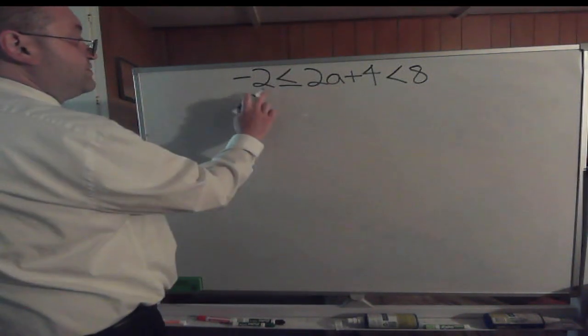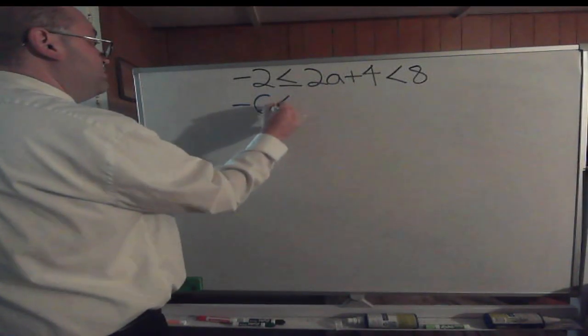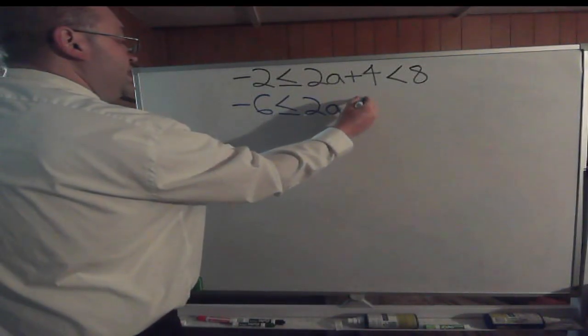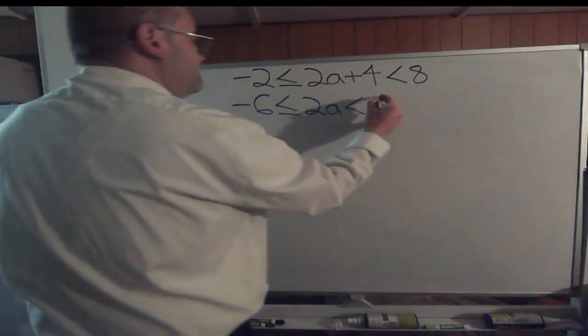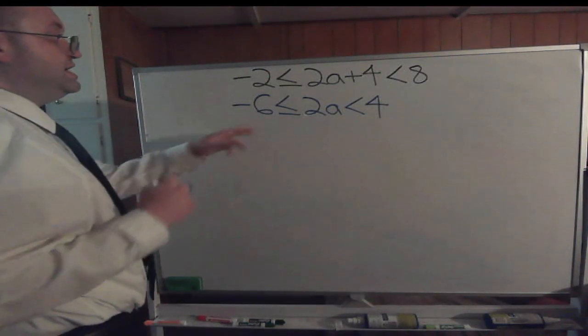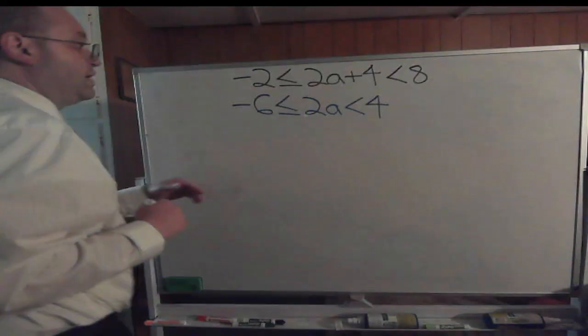So if you subtract 4 from -2, you get -6. That'll be less than or equal to 2a, since you subtracted 4 from that, which would just be less than 4, since you subtracted 4 from 8. So now you're down to -6 is less than or equal to 2a, which is less than 4.